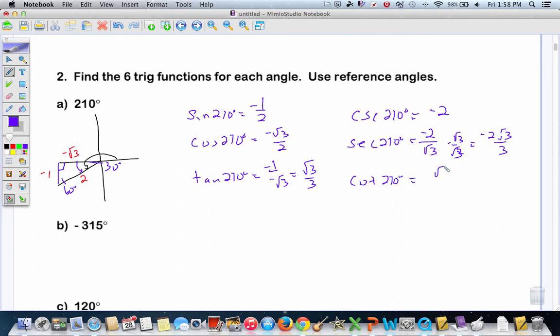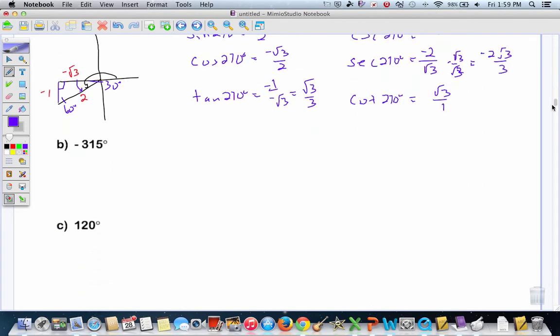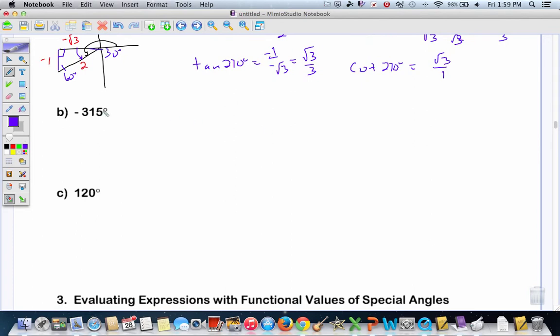Finish with a cotangent of 210 degrees, just flipping our fraction over, we have the square root of 3 over 1. So there's the first problem using reference angles to come up with our 6 trig functions of a different angle on our coordinate plane. Letter B here, negative 315 degrees.